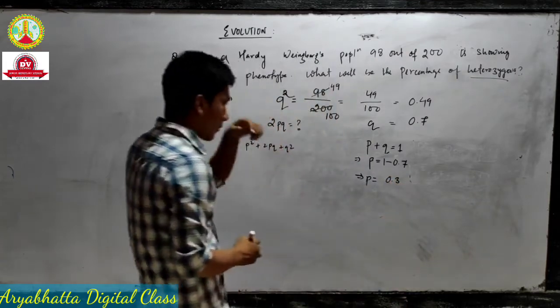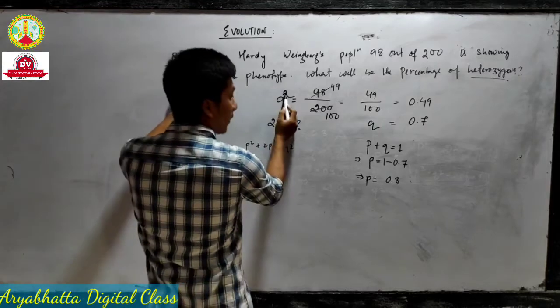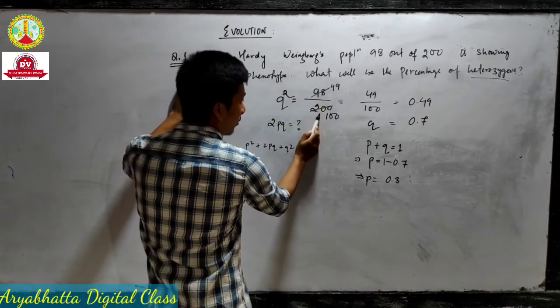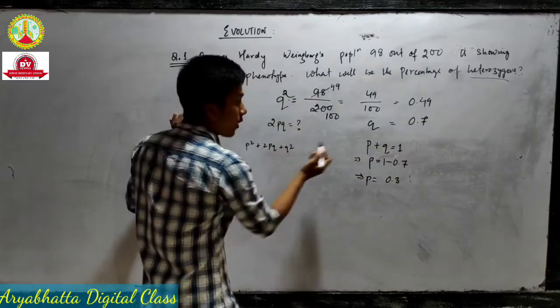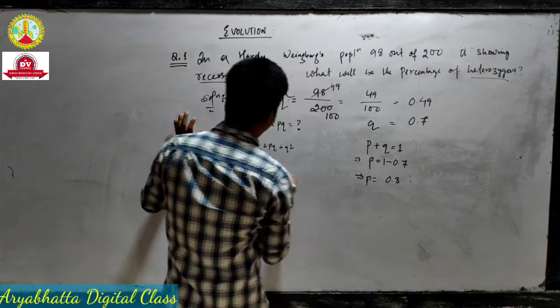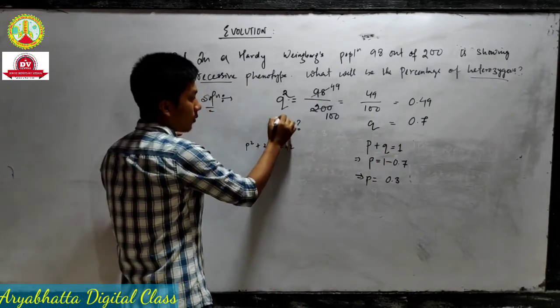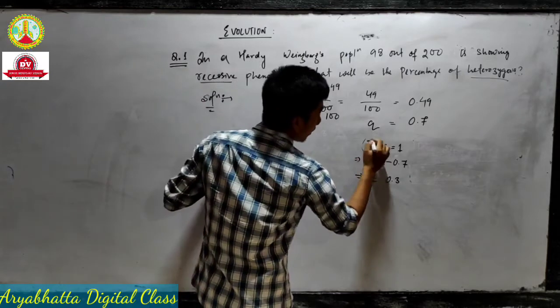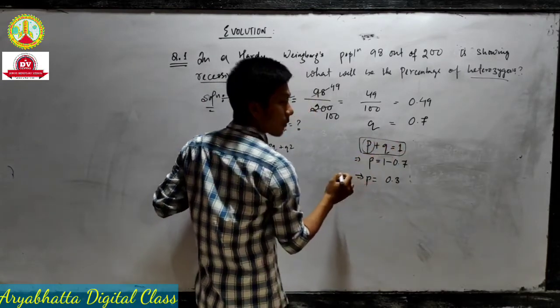0.3. Okay, understood? So the recessive phenotype, that is q square, is given as 98/200 and we get 0.49. Remove the square, so for q we get 0.7. Now to get the value of p, because we need to find this value, we need to find the p value. To get the p value, we can use that formula.